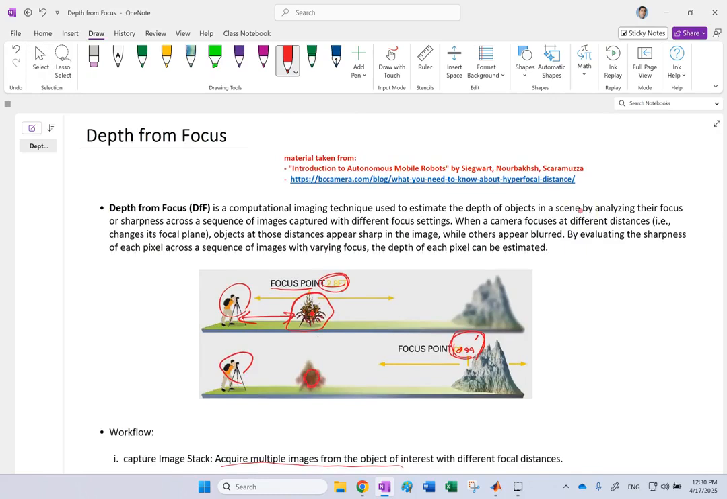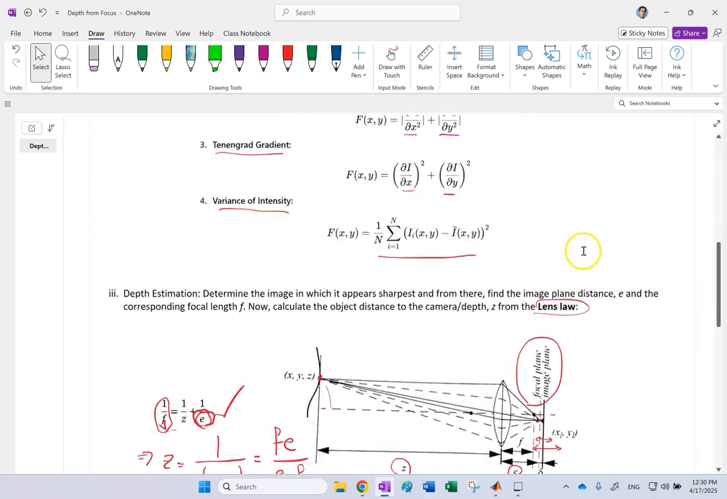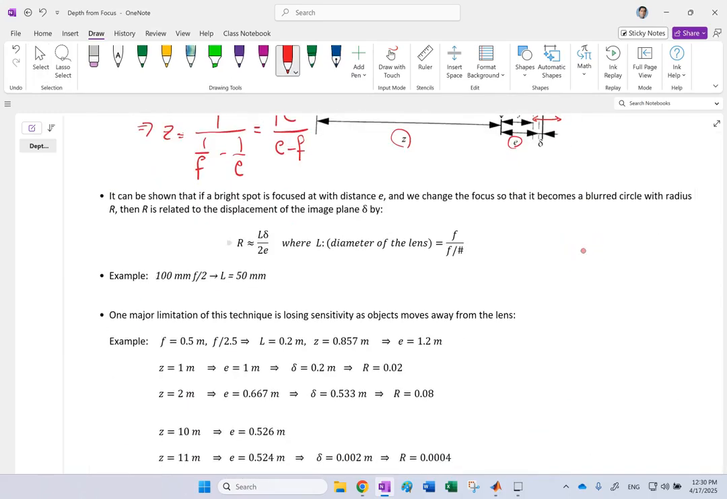It's going to be basically a kind of blurry circle, and the circle will have some radius r. And the more it is out of focus, the bigger this blur is going to be. This blob is going to have a bigger radius. So the question is, can I estimate this radius? Is there a way I can estimate this radius based on how much out of focus the camera is? The answer is yes. And the simple linear approximation for that is r = L delta over 2E.